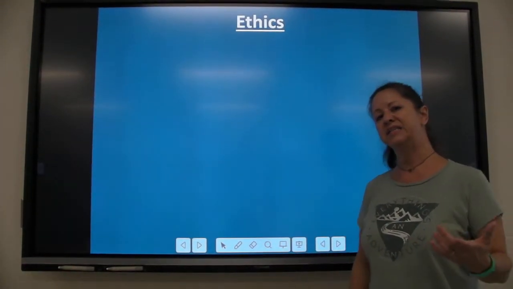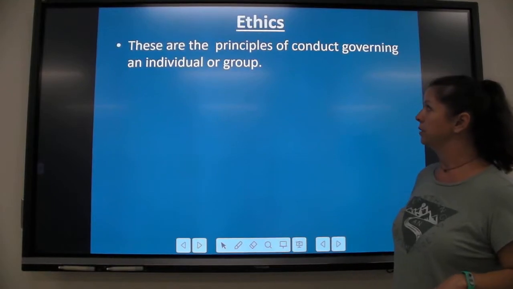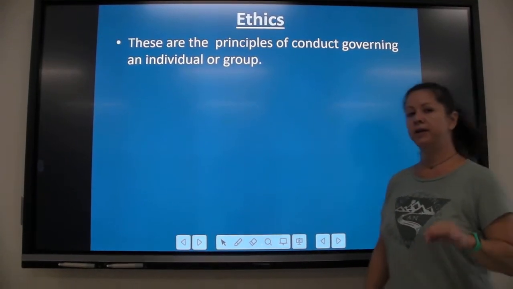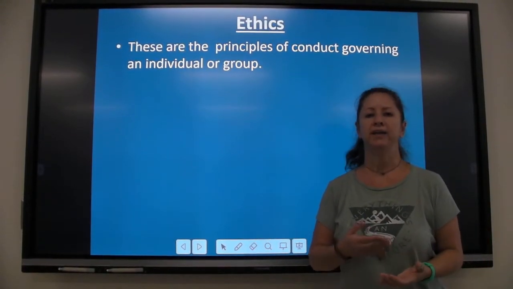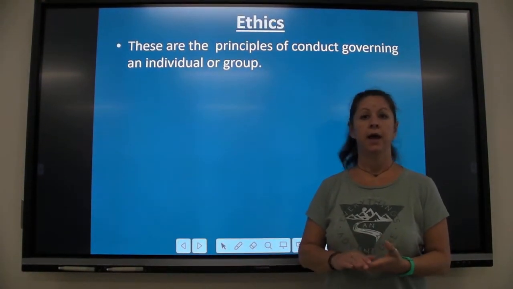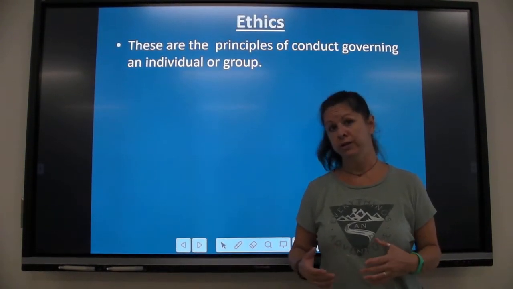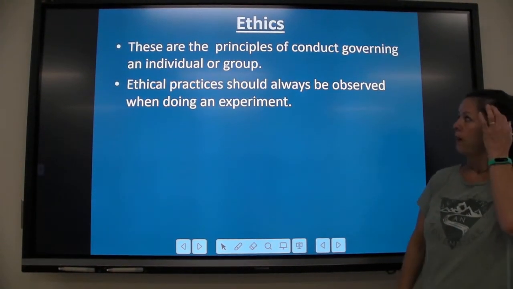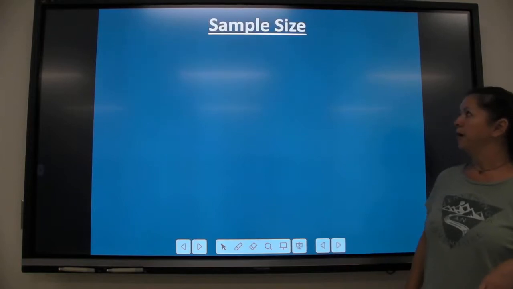Another thing that's always got to be considered when you're working with humans is ethics. All right, incredibly important. This is the principles of conduct that govern an individual or a group. Are you doing the right thing? Is this right? How you treat people, how you deal with them, what you do to them, you should always do the right thing. And that's ethics. Ethical practices should always be observed when doing experiments. No matter what, you should follow ethics.